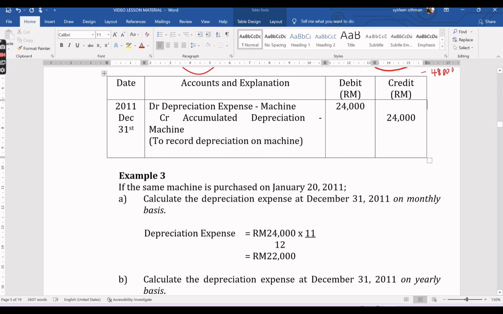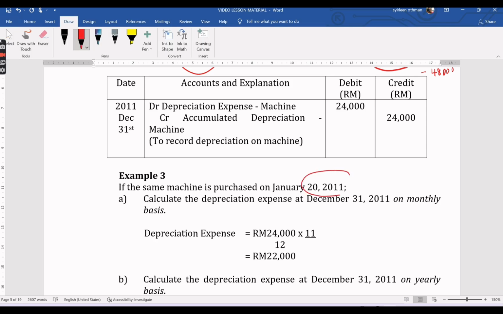All right. So we look at example 3. Let's see. The same machine is purchased on January 20th, 2011. Earlier in the question, the machine was purchased on 1st of January. So this one, kita ubah sikit tarikh. So the tarikh will be 20th of January. So as you can see here, we are using monthly basis. The one that I did earlier is actually yearly basis, right? So this is for monthly basis. Now we are supposed to calculate the depreciation expense on December 31st, 2011.